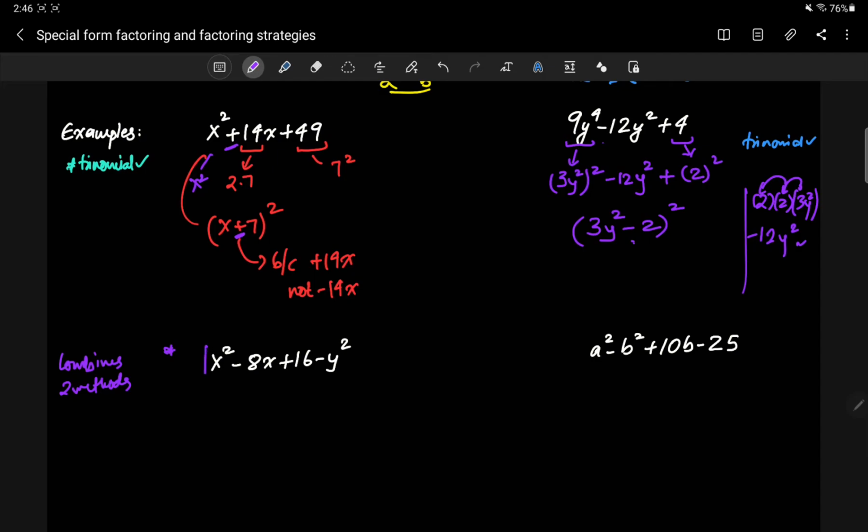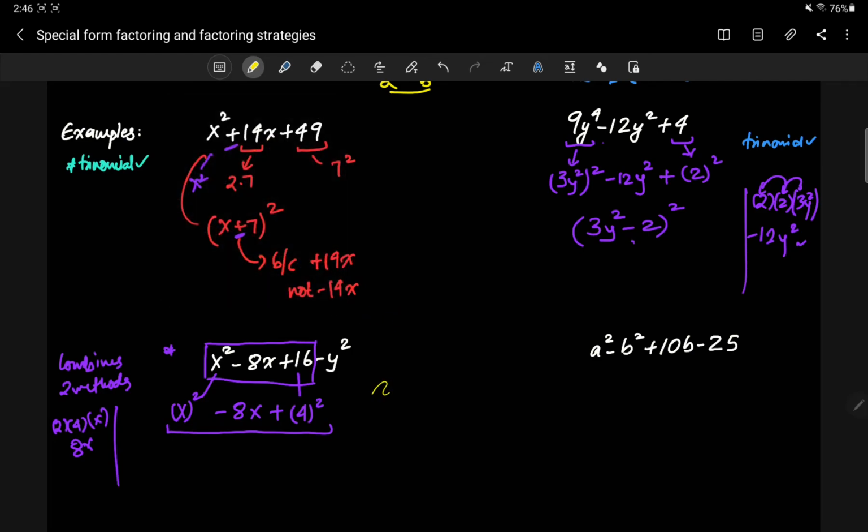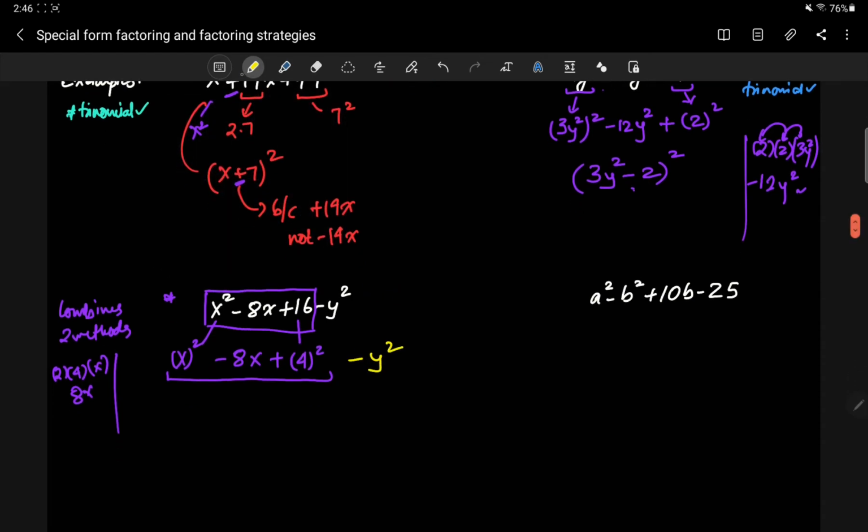So what I do is I look at the first 3 terms. In the first 3 terms, this is x squared, this is 4 squared, and what's 2 times? So on the scratch here, 2 times 4 times x is 8x with a negative. So that's good. That means this falls into a perfect square pattern. And then I have separately negative y squared. So just the purple part, that is going to be x minus 4 squared.